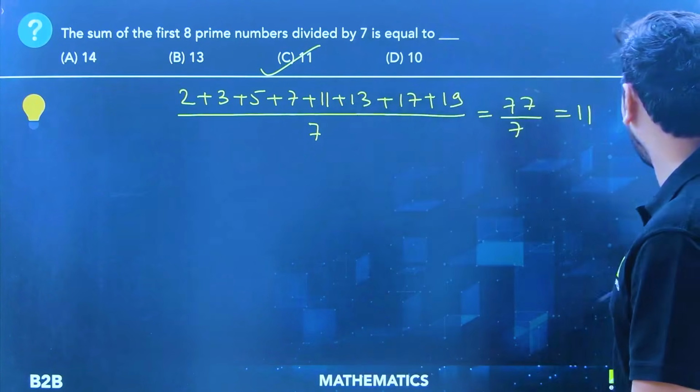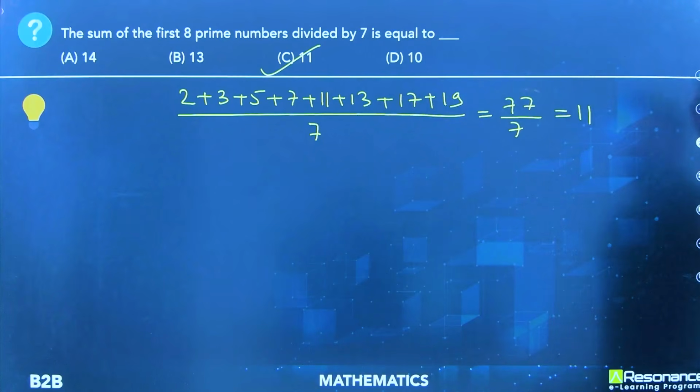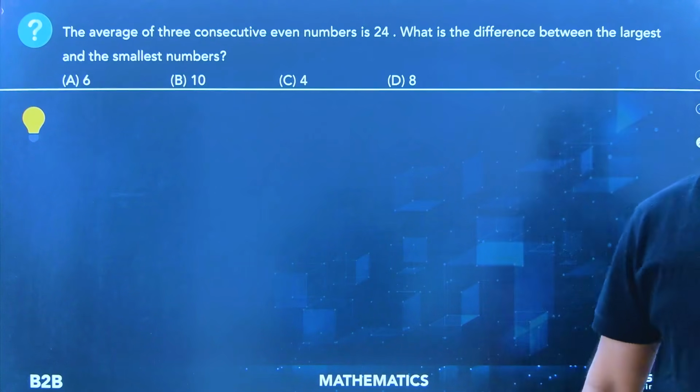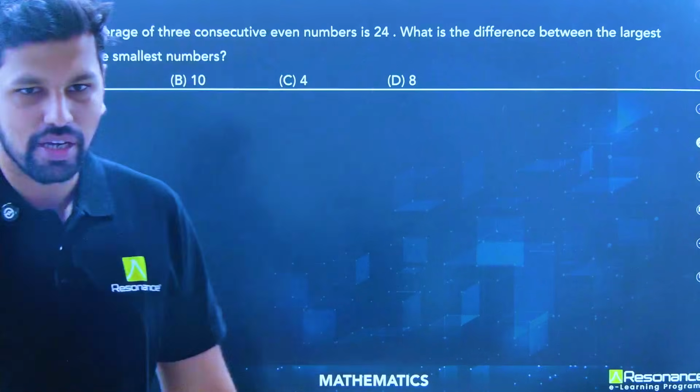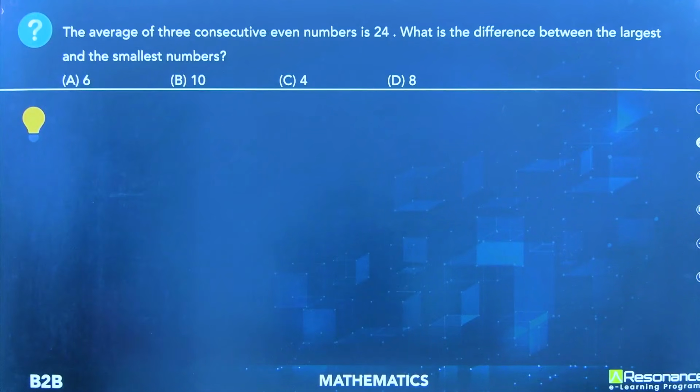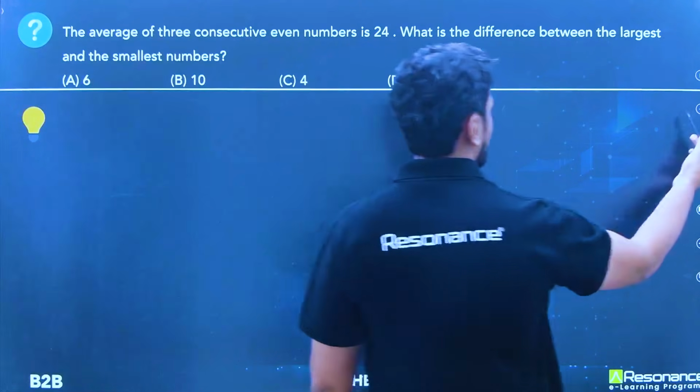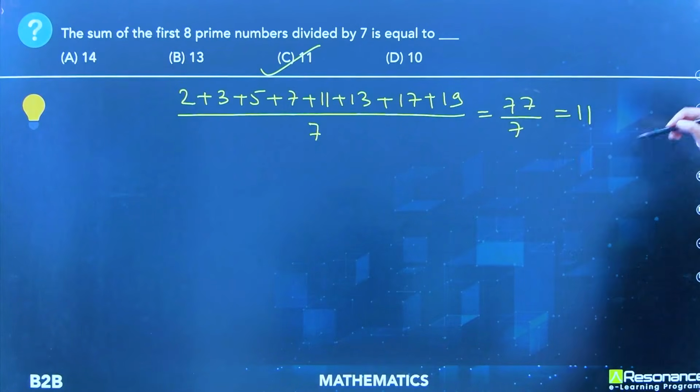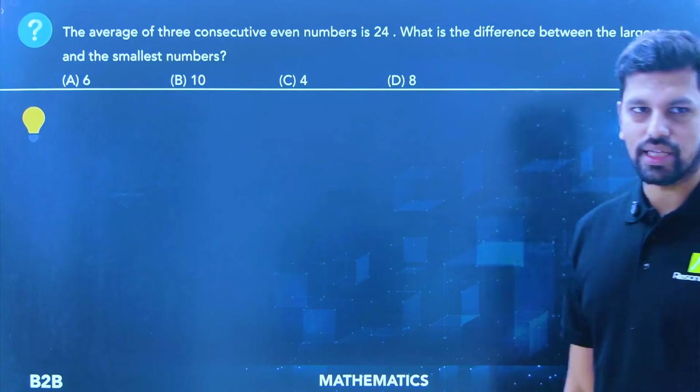Yeah, this is looking very good. This much fun is not in the offline class also. 56 divided by 7 is 8, but sum is not 56, na? Sum is 77. Okay, let's do the next one.